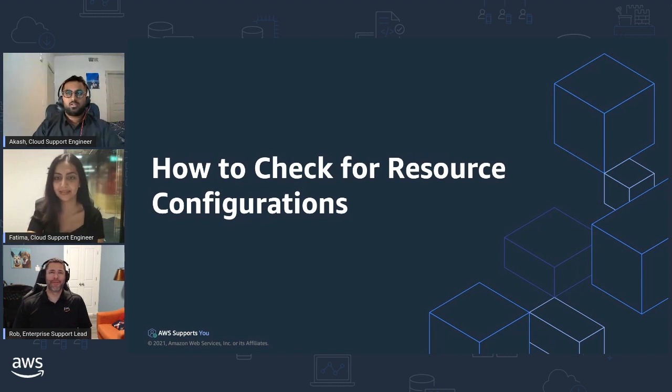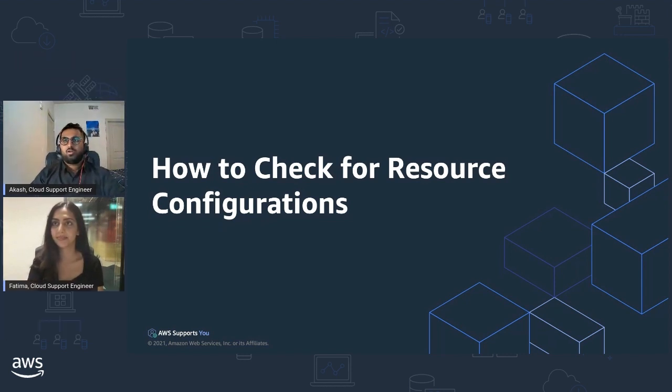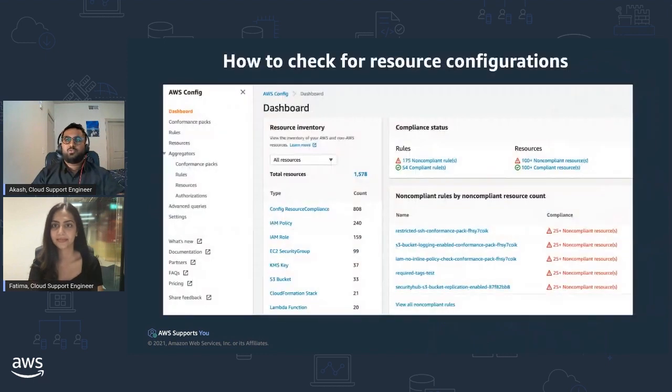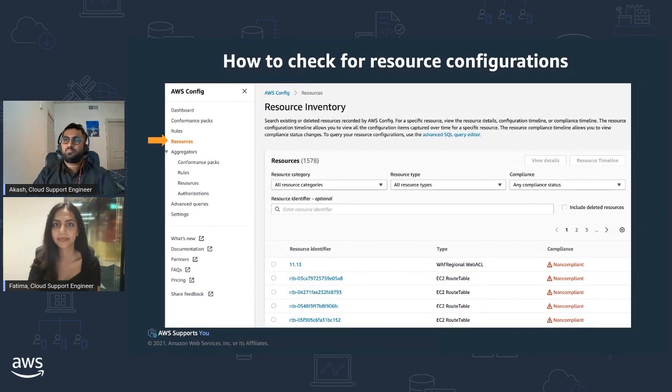Perfect. Cool. Okay, so I can take on from here for the next topic: how to check for resource configurations. This is the Config dashboard. From here, we can click on the Resources tab from the left navigation pane. This page will display all the supported AWS resources recorded by Config in your account and region.